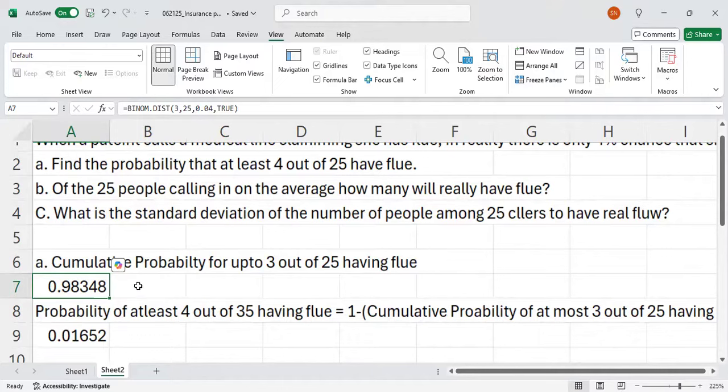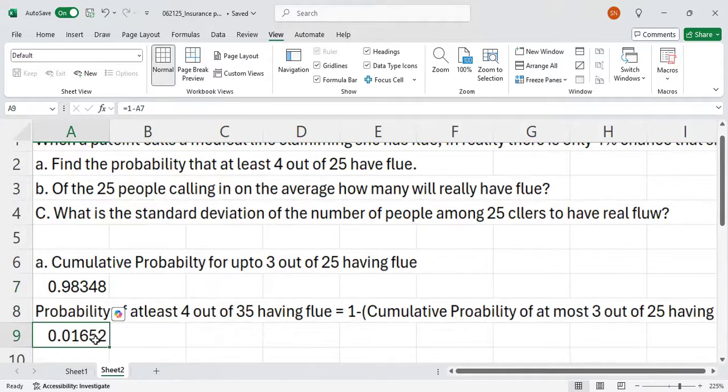And that is 0.984348. But you are interested in the probability of the complement event, which is 4 to 25. So from the 1 you will subtract the cumulative probability of at most 3 out of 25 having the flu, because you're interested in the complement event.